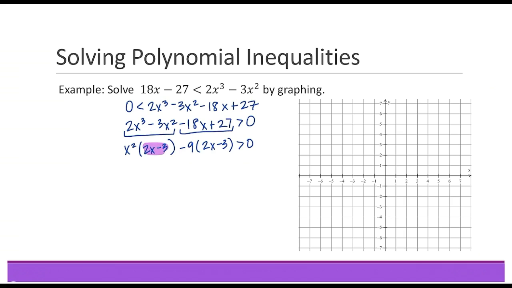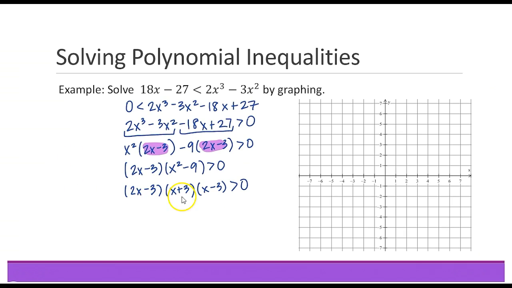And so we have the same factor in each term that we're going to pull out. So we have 2x minus 3 times what's left over: x squared from the first term, minus 9 from the second term. So review of factoring by grouping. But x squared minus 9 is the difference of squares, so we have to factor completely. So we have (2x minus 3) times (x plus 3) times (x minus 3).